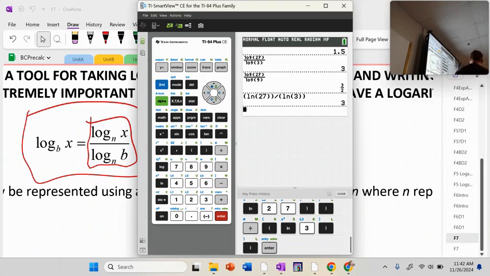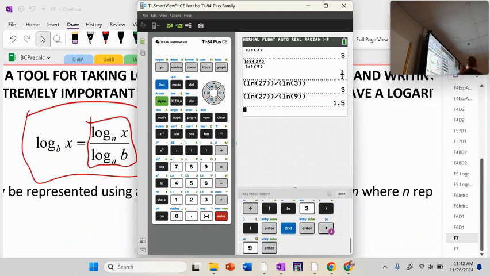Same answer. I did it again. Okay, sorry, that was supposed to be 9. So caught up in the math here. Boom. And that, my friends, is the change of base formula.